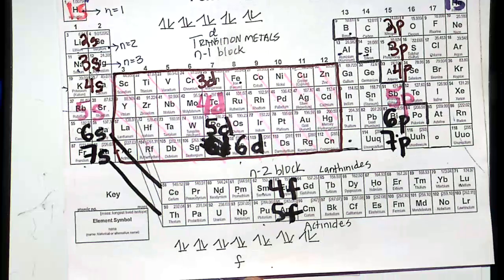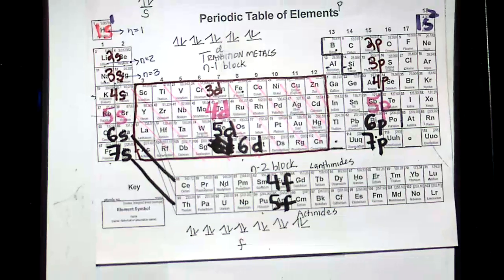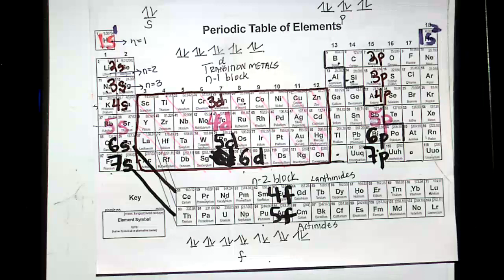Total of 14 electrons in the f orbital. 4f or 5f. Okay, so this is how they go in. Once you know this order, I should be able to give you any element in the periodic table and you should be able to determine its electron configuration, as long as you know the order in which they enter the orbitals.